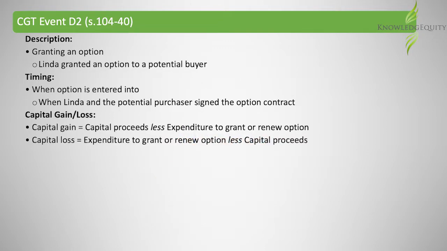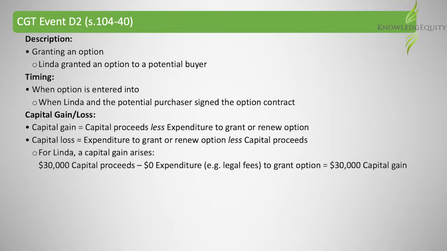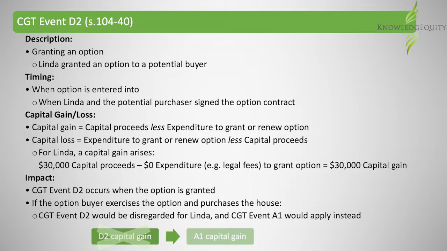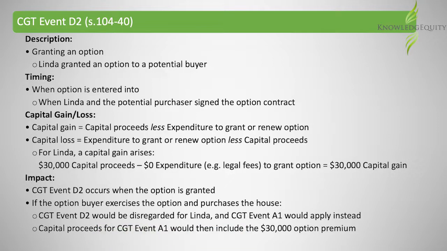For CGT Event D2, the capital gain is the capital proceeds from granting the option, less expenditure in granting it. Linda's capital gain would be the $30,000 premium received, less any expenses incurred in granting the option, such as legal fees. If the buyer had exercised the option and purchased the house, then Linda's gain under CGT Event D2 would be disregarded, and CGT Event A1 would apply. The $30,000 option premium would form part of the capital proceeds for the CGT Event A1.